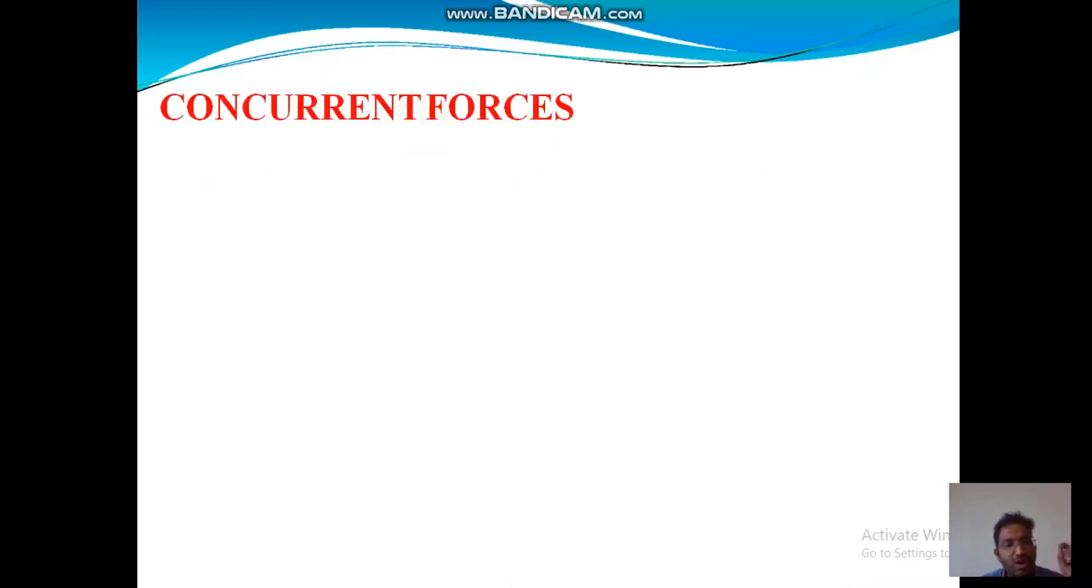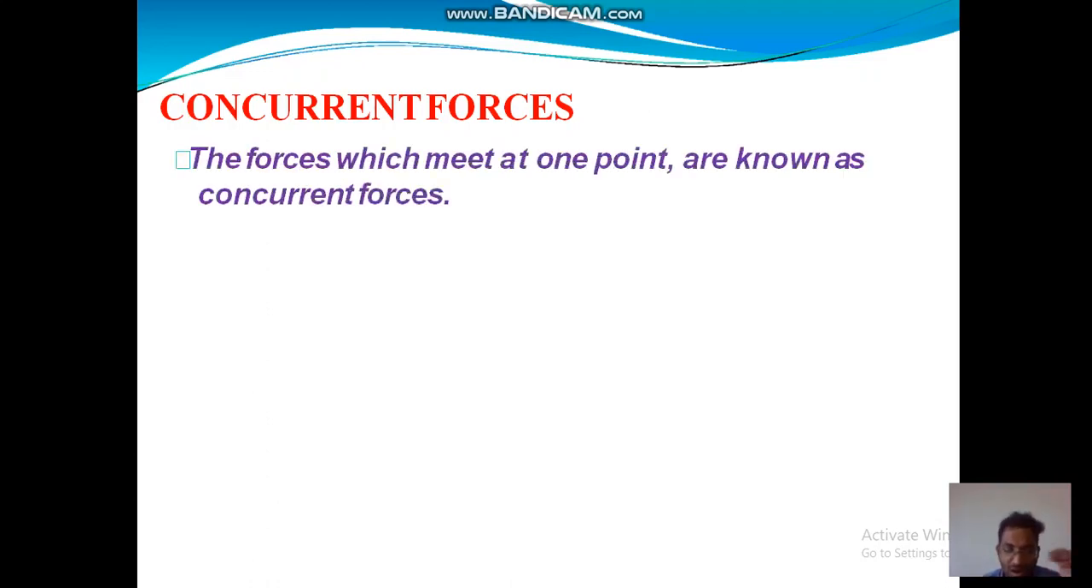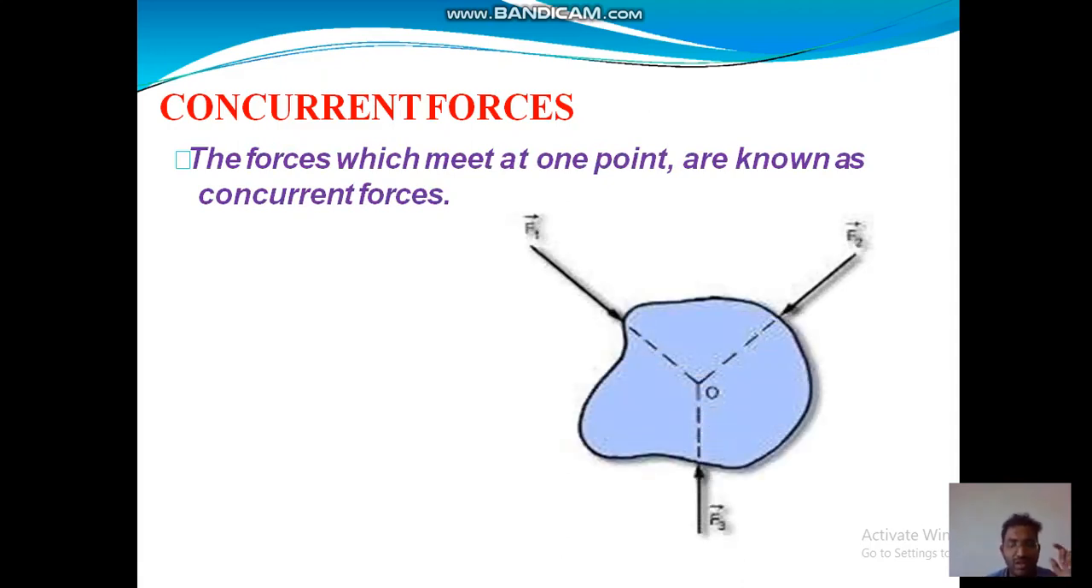And the next one, concurrent forces. You already studied in the initial stages what is meant by a concurrent force. It means all the forces are meeting at a single point. Then we can say they are concurrent forces. Or otherwise, all the forces are coming from one point, also concurrent forces. See here F1, F2 and F3. All these three forces are meeting at one point. Then we can say they are concurrent forces.